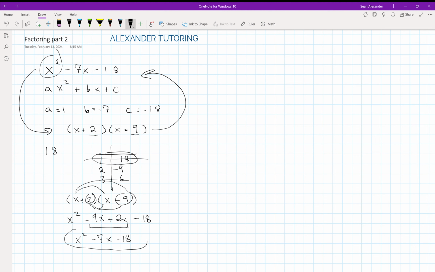Okay, so for the next, you'll notice that a was equal to 1 in this. It's the number in front of x squared. It's much easier when a is equal to 1. For my next video, I'm going to show you how to do it when a is not equal to 1.